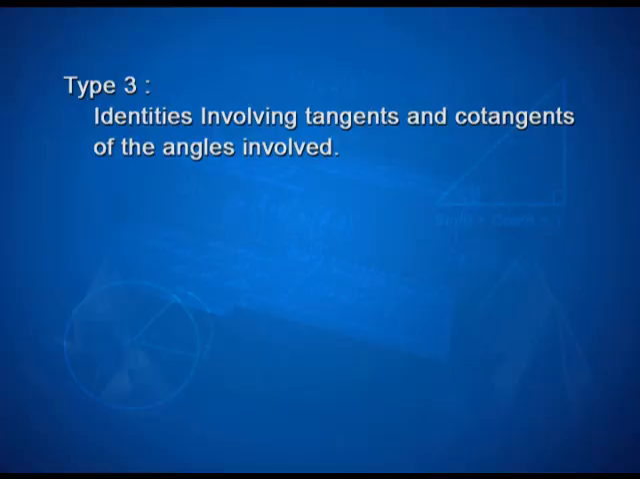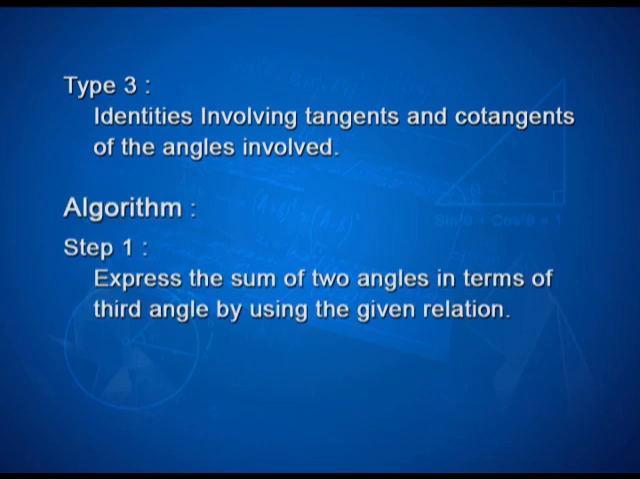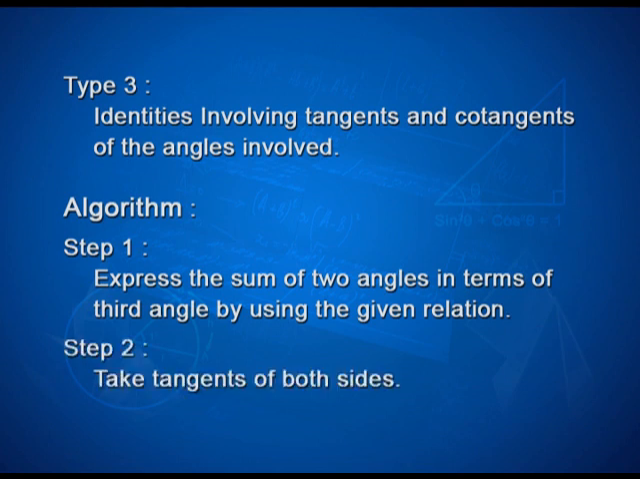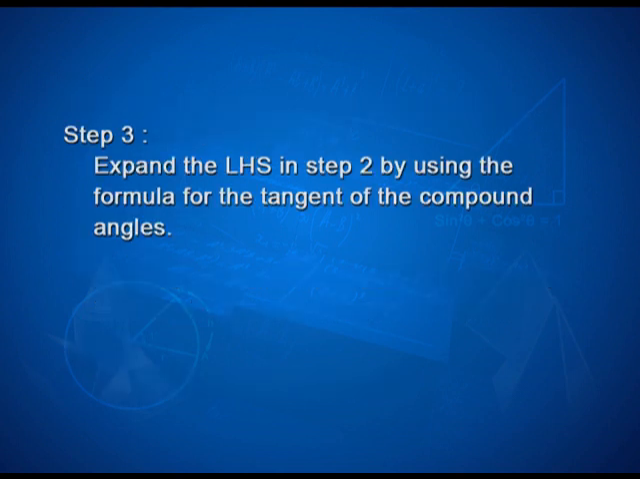Now, taking type 3 identities, identities involving tangents and cotangents of the angles involved. We have an algorithm for that. In step 1, express the sum of the two angles in terms of the third angle by using the given relation. In step 2, take tangents of both sides. In step 3, expand the LHS in step 2 by using the formula for the tangents of the compound angles.